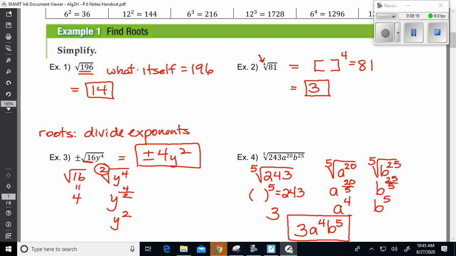Questions 1, 2, 3, 4. As we start out with perfect squares. Just know they're not all about the perfect squares. Alright, seeing none, hearing none, let's move on.